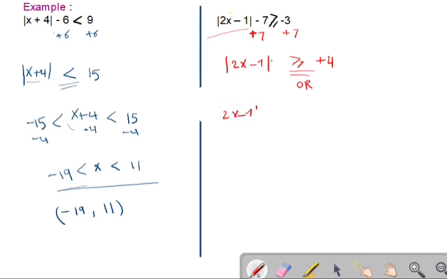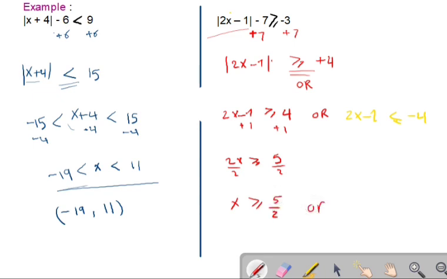2x minus 1 is greater than or equal to 4, or 2x minus 1 is less than or equal to minus 4. Let's start to solve both inequalities. The first one: we add 1 to both sides of the inequality. Then 2x is greater than or equal to 5. Divide by 2. Then x is greater than or equal to 5 over 2.